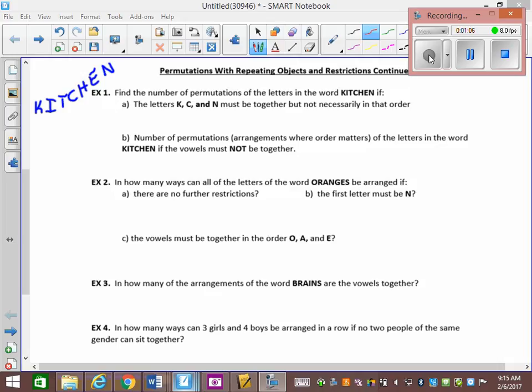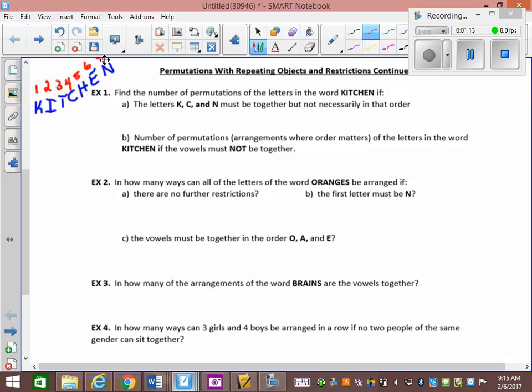So I like doing this because I like double checking. Okay. So you have 1, 2, 3, 4, 5, 6, 7. I'm super paranoid about not having the right amount, so I literally count on top of them, and then I count it again to make sure. Okay. So the letters K, C, and N must be together, not necessarily in that order. So they could be KCN, they could be CKN, they could be NCK, any of those, right? But they have to be together, not necessarily in that order.